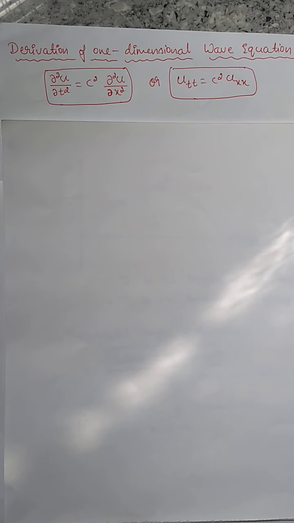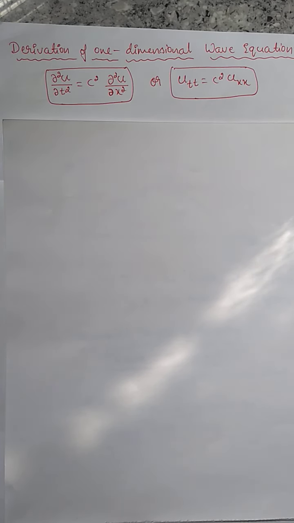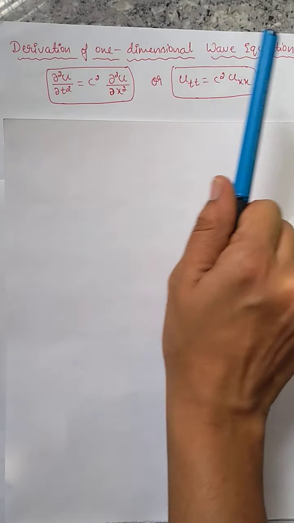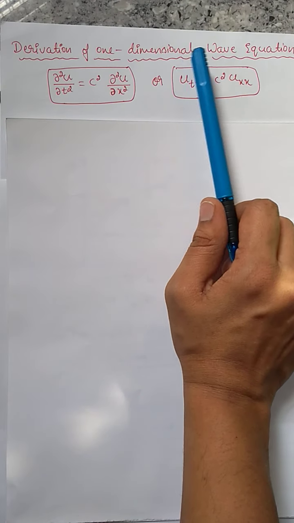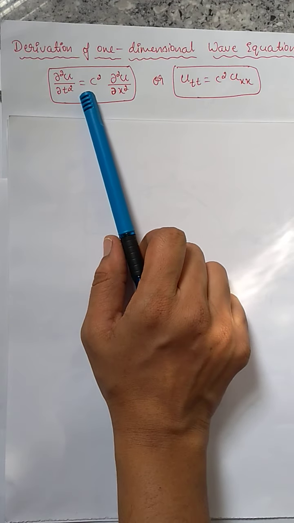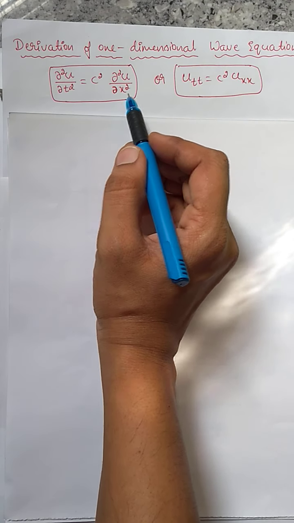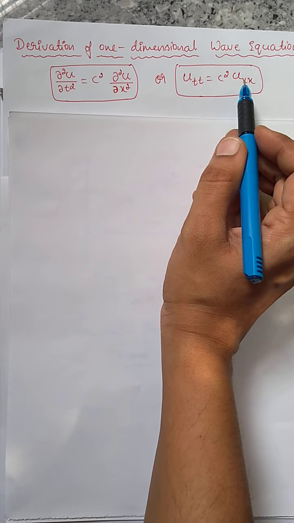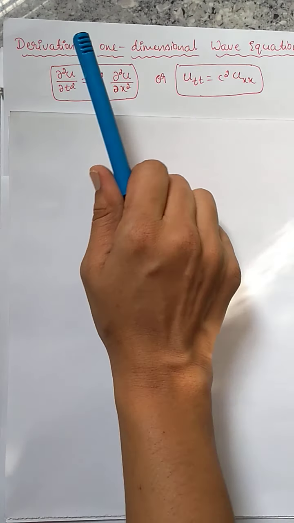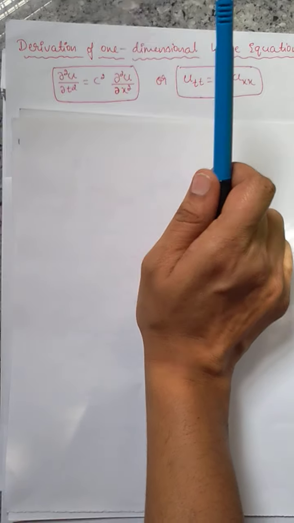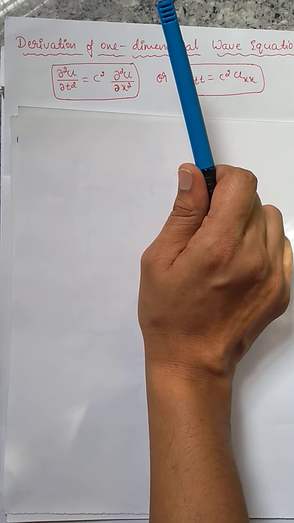Hi students, good morning. Today's session I'm going to explain the derivation of the one-dimensional wave equation. The one-dimensional wave equation can be represented by ∂²u/∂t² = c² ∂²u/∂x², or u_tt = c² u_xx. We derive the one-dimensional wave equation for the transverse vibration of a stretched string.